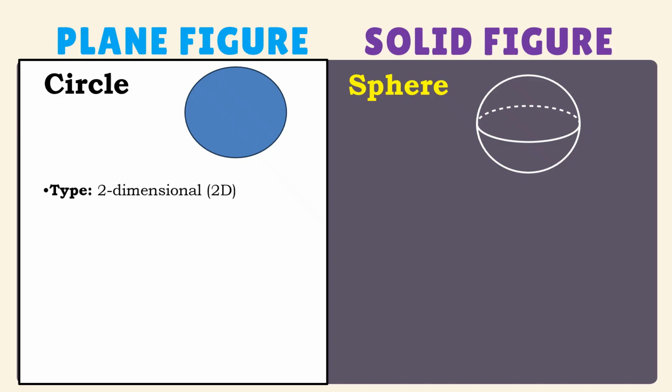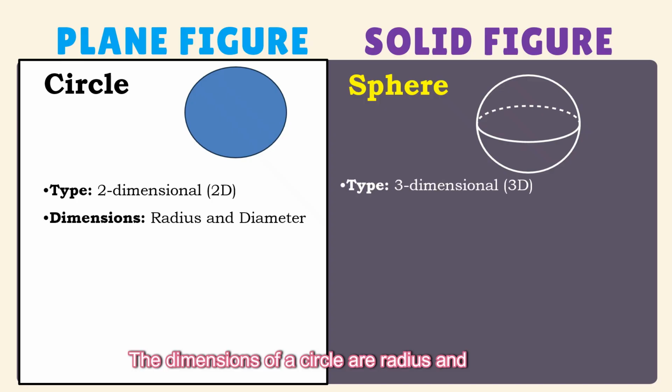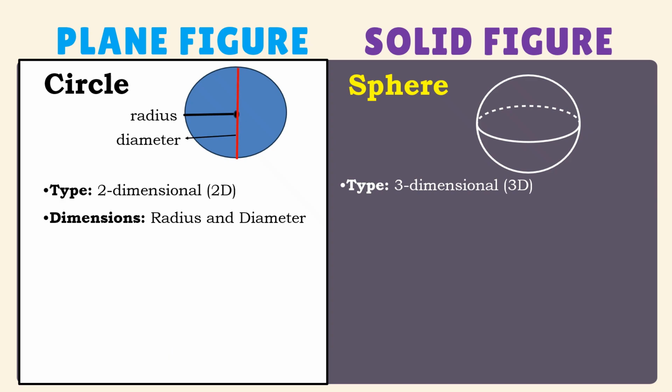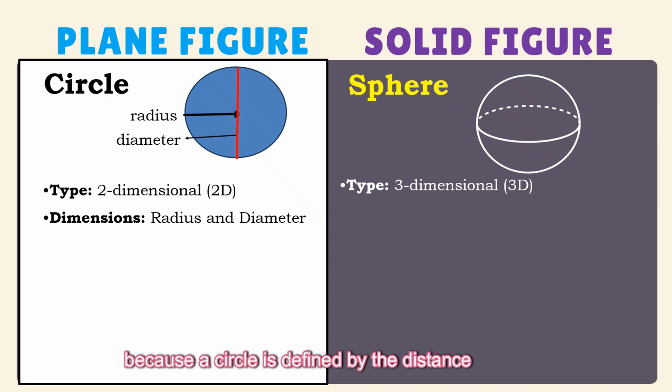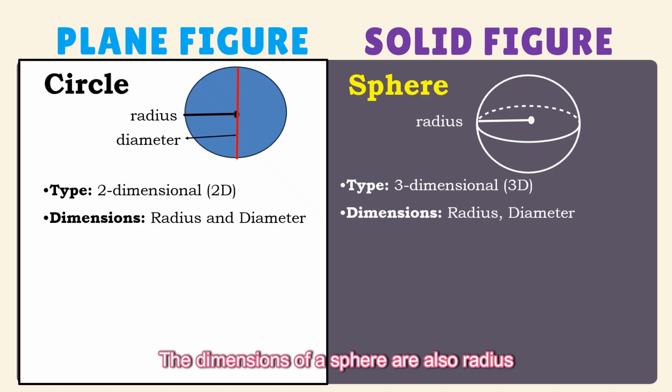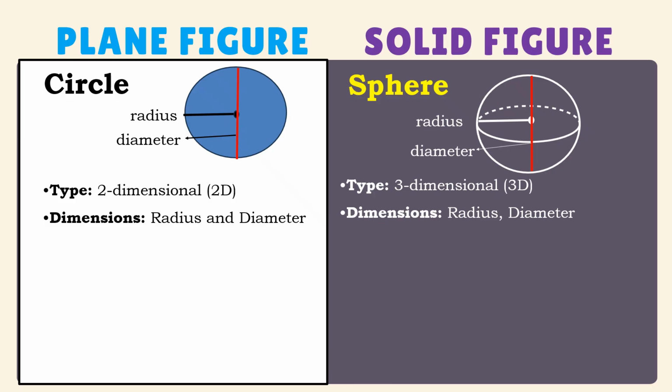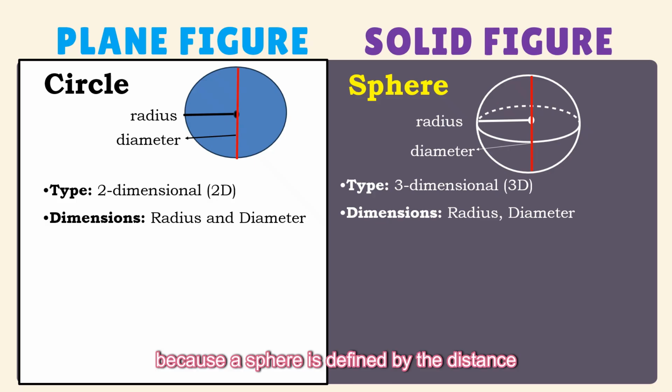A circle is a 2D or two-dimensional figure, while a sphere is a 3D or three-dimensional solid. The dimensions of a circle are radius and diameter, because a circle is defined by the distance from the center to the edge or radius, and the distance across the circle through the center or diameter. The dimensions of a sphere are also radius and diameter, because a sphere is defined by the distance from the center to the surface or radius, and the distance across the sphere through the center or diameter.